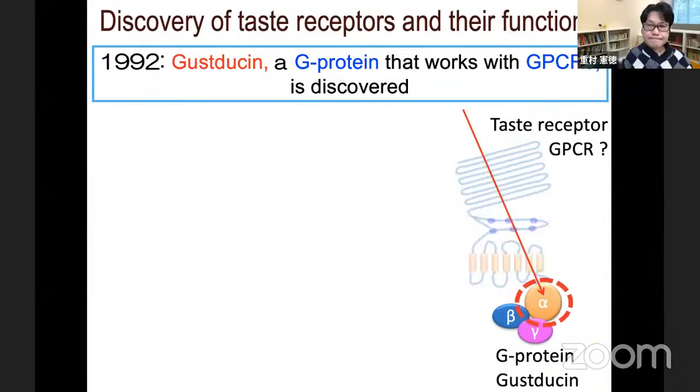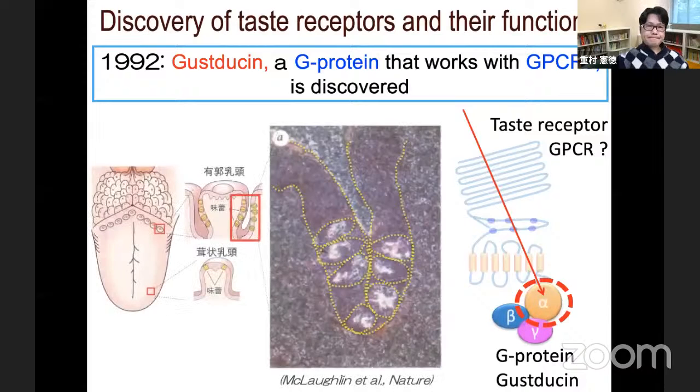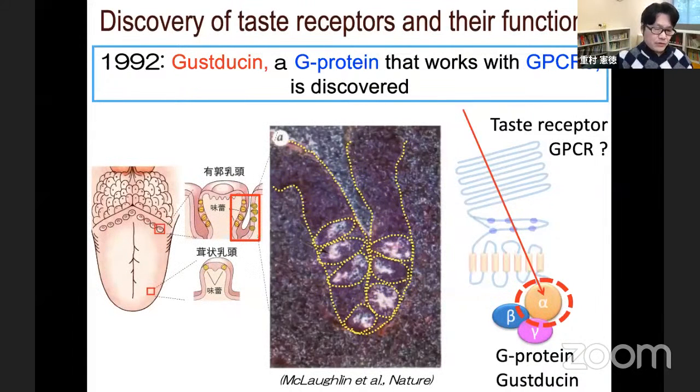Back to gustducin. The expression analysis of gustducin revealed that it is selectively expressed in a subset of taste bud cells, but not in all taste cells, like this, predicting that gustducin may mediate a certain taste quality, but not all taste qualities. In addition, gustducin is a G protein. Thus, it was speculated that a GPCR working with it would be a taste receptor.